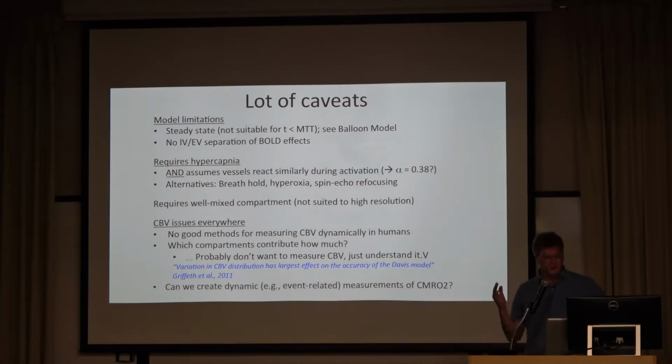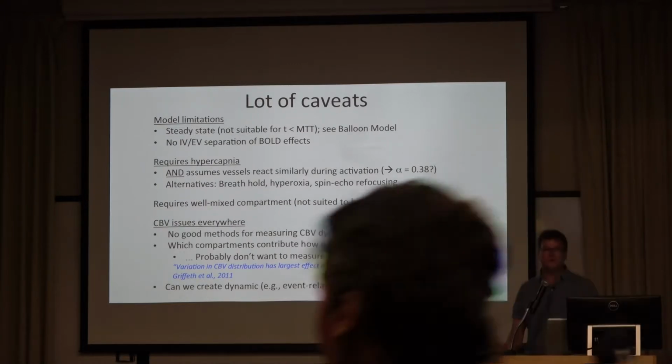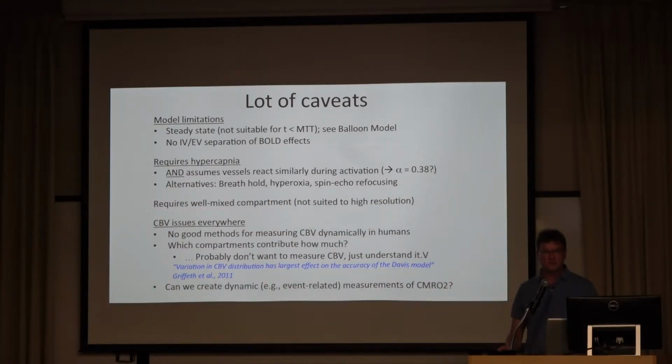There are CBV issues everywhere. So to take a quote from the Griffith paper, one of Rick's papers, variation in CBV distribution has the largest effect on the accuracy of the Davis model. In other words, flow is relatively well behaved. There are aspects of it that we worry about in terms of absolute quantities, but in terms of percent quantities, it's pretty well behaved.